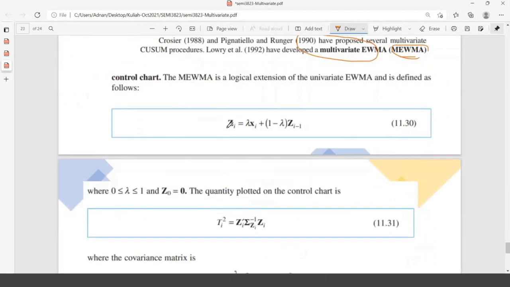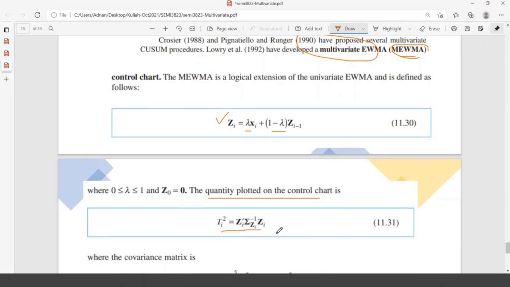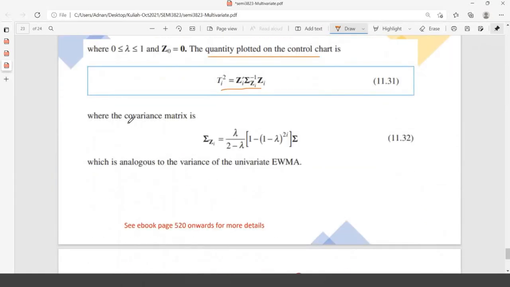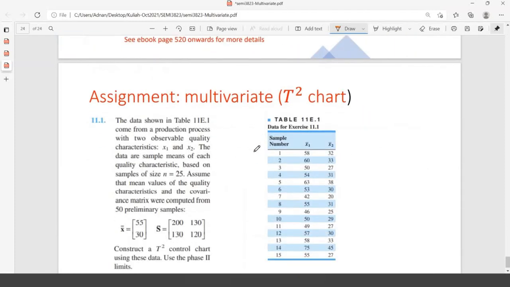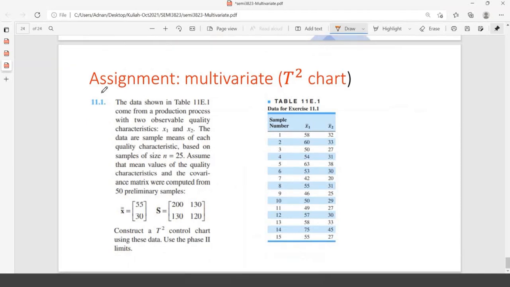It still looks familiar: we have lambda here, 1 minus lambda, and then we can plot this using these matrices, and the covariance is calculated by this. So I think just be aware of that. Now I would like you to solve this problem using the method that we have discussed for the T-square chart. It's given here. This is the mean in terms of a matrix. This is the mean for X bar, so this is X1.